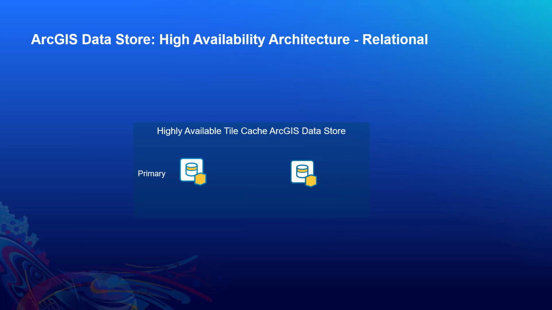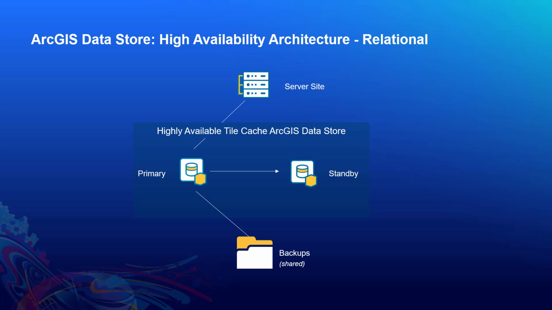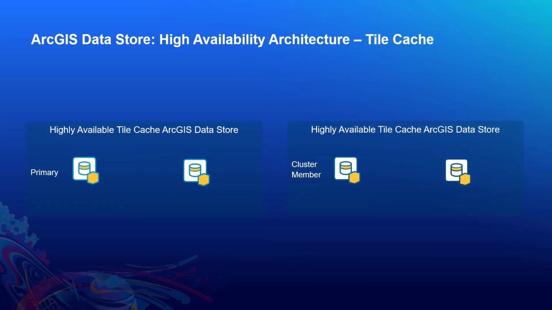When you have a highly available relational ArcGIS data store, it's going to operate in a primary-standby fashion. The primary is going to be replicated to the standby automatically, and the ArcGIS Server site, likely a multi-machine site, will be communicating directly with the primary data store. If the primary data store goes down, then the standby will be promoted to primary, and it's going to notify the ArcGIS Server site that there is a new primary, so that the ArcGIS Server site can now communicate with the new primary machine.